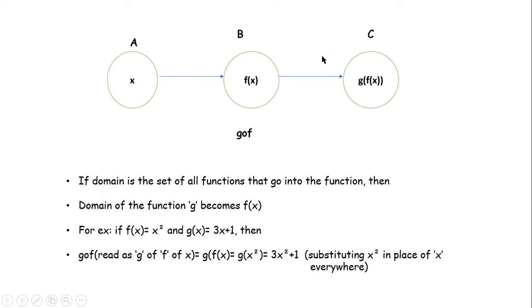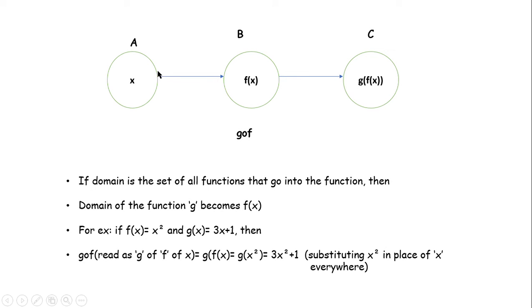Now, the function g goes from set B into set C. If the elements of set B are f of x, then the elements of C will be g of f of x, because g of f of x represents the image of f of x. So f of x represents the elements of set B, and g of f of x represents the image of the elements of set B. This is the concept of composition.